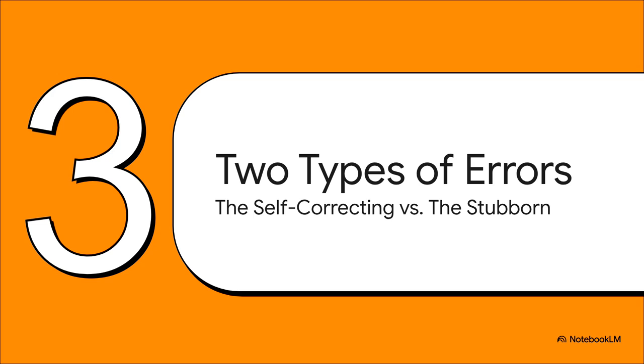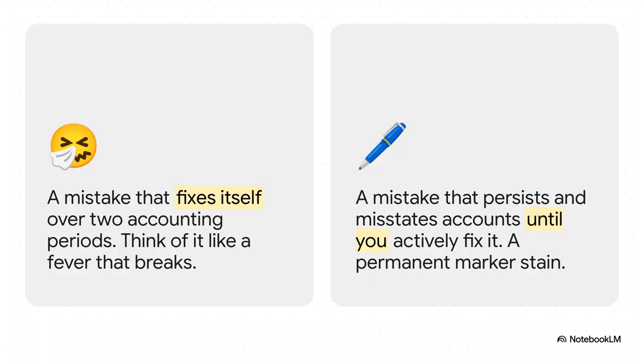Now, this is where it gets really interesting. See, not all mistakes are the same. Your very first move when you find an error is to figure out what kind of error you're looking at. And trust me, this is super important because it totally changes how you'll handle it. Let's break down the two suspects.